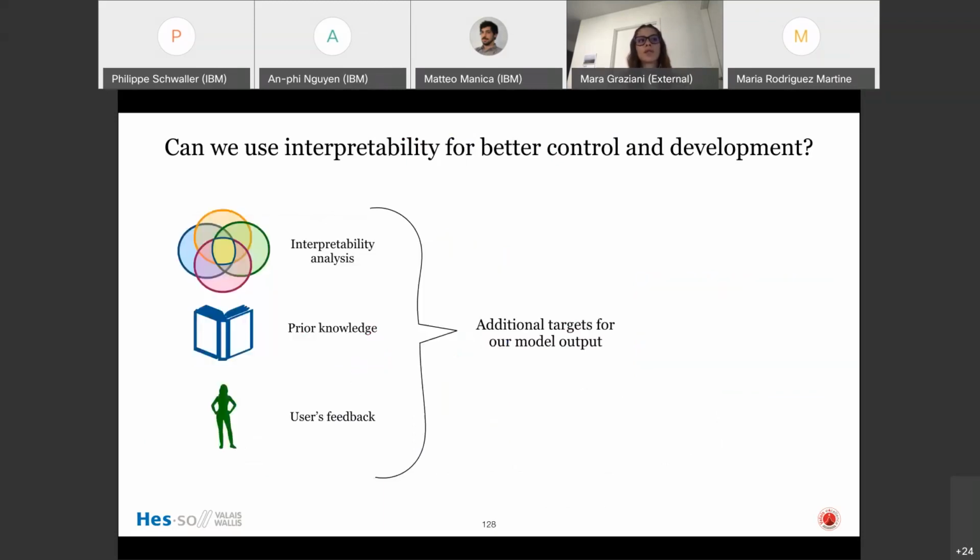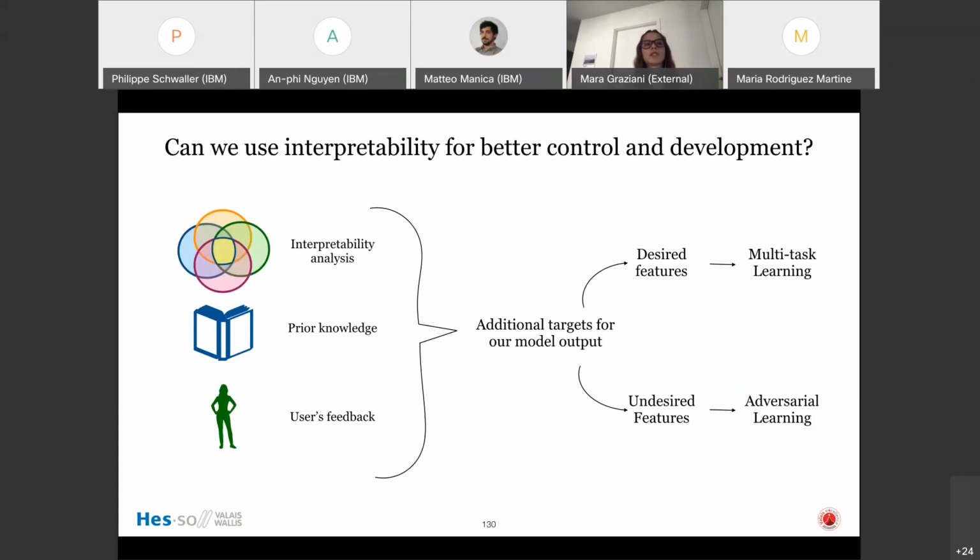We could, for instance, start from our interpretability analysis, some prior knowledge, and the feedback of end users, to model additional targets that our deep learning model should meet, like, for example, sensitivity or the opposite, insensitivity to a certain concept. And that's how we thought of doing so: modeling the prediction of the side features as a multitask learning problem, and the removal of undesired features as an adversarial learning problem. I'd like to say more about it, and hopefully in the coming months we will have some feedback about it.